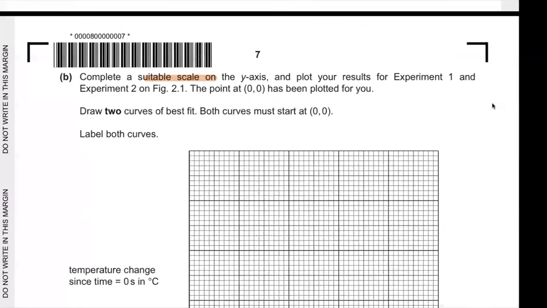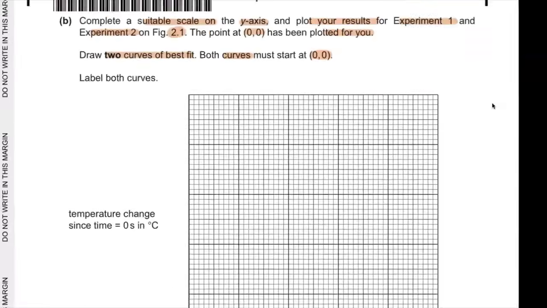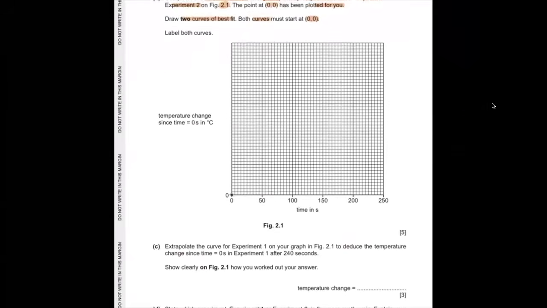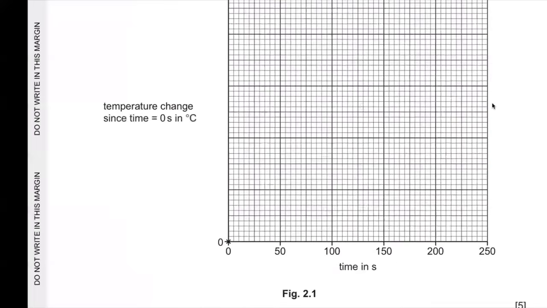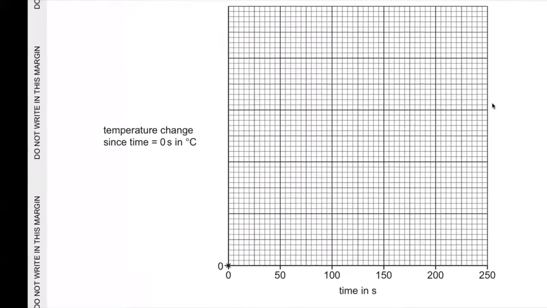Complete a suitable scale on y-axis and plot your results for experiment 1 and experiment 2 on figure 2.1. The point at 0.0 has been plotted for you. Okay. Draw two curves of best fit. Both curves must start from 0, 0 coordinates. Label both curves. Okay. So we are going to draw the two curves. So over here we have time in seconds on the x-axis, and on the y-axis the change in temperature, delta T.